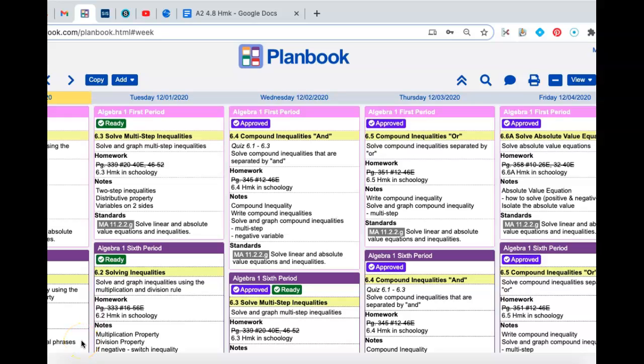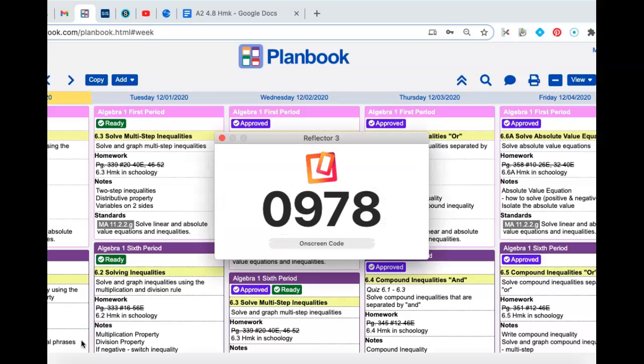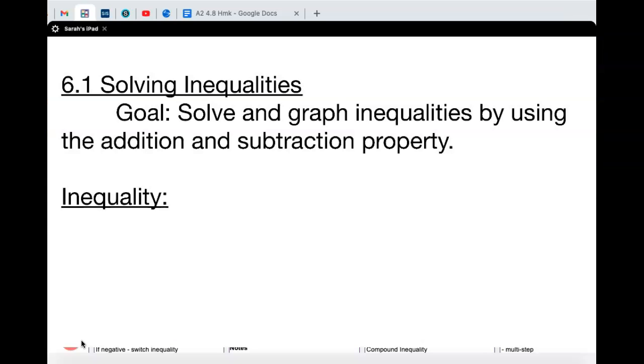Yeah, probably. Okay. 6.1. Giving my computer just a second to figure his life out. Okay.